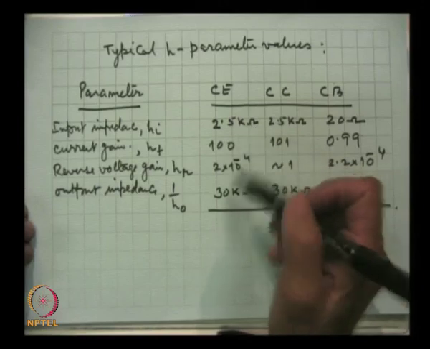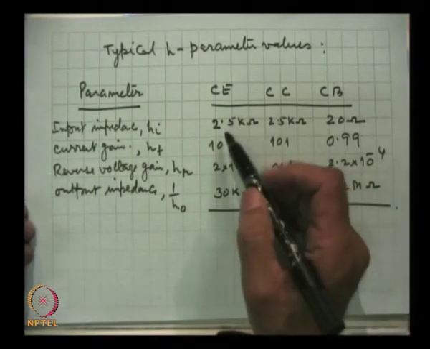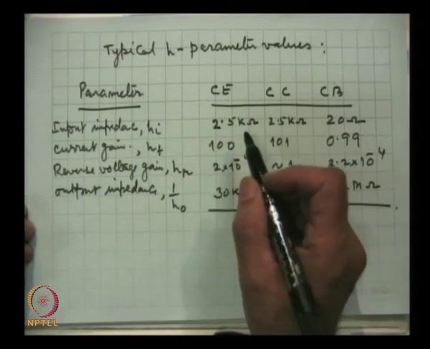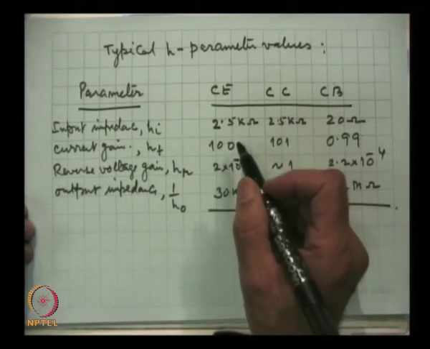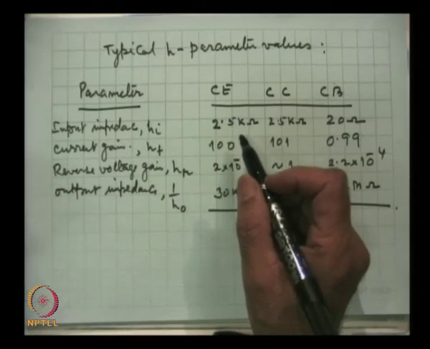But here this is a complete mismatch. Here they are not identical, but order is the same. It is 2.5 kilo ohms, it is 30 ohms, order is the same. So, several common emitter amplifiers can be cascaded without involving a buffer stage, which is kind of a transformer stage, which will be required for matching.